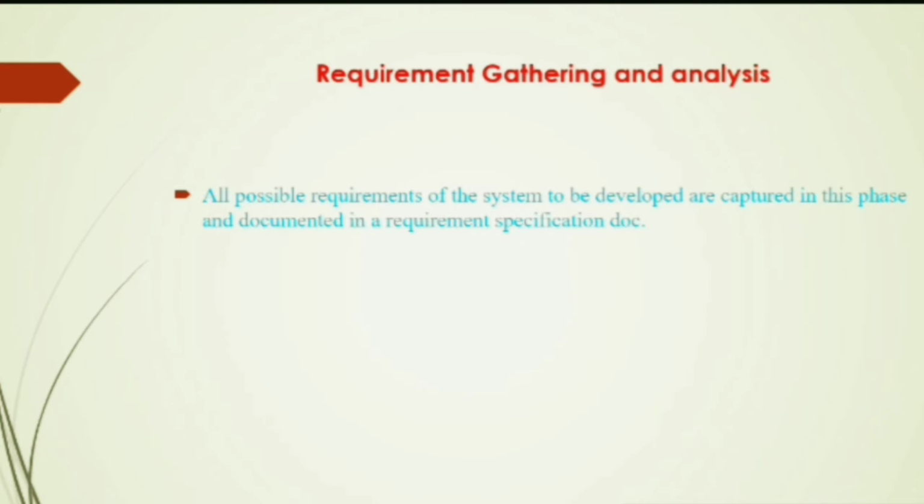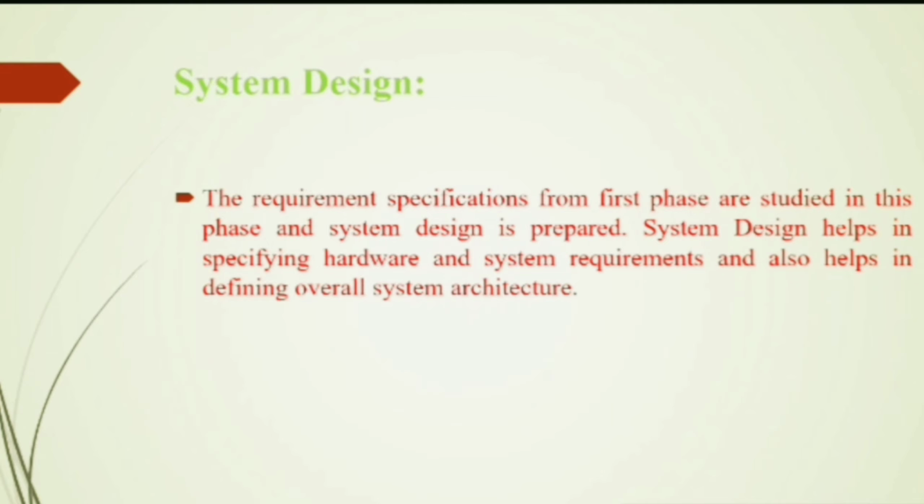Phase 1. Requirement gathering and analysis. All possible requirements of the system to be developed are captured in this phase and documented in the requirement specification document. Phase 2. System design. The requirement specifications from the first phase are studied in this phase and system design is prepared. System design helps in specifying hardware and system requirements and also helps in defining overall system architecture.